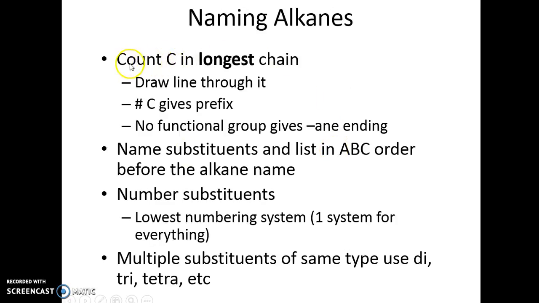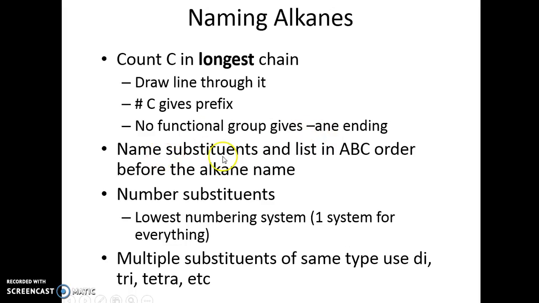So let's go through the system. Count the carbons in the longest chain. Draw a line through it. If you draw a line through it, you won't count carbons twice. If you count the number of carbons, that's going to give you the prefix. And you would then see no functional groups, so you put "ane" on the end.